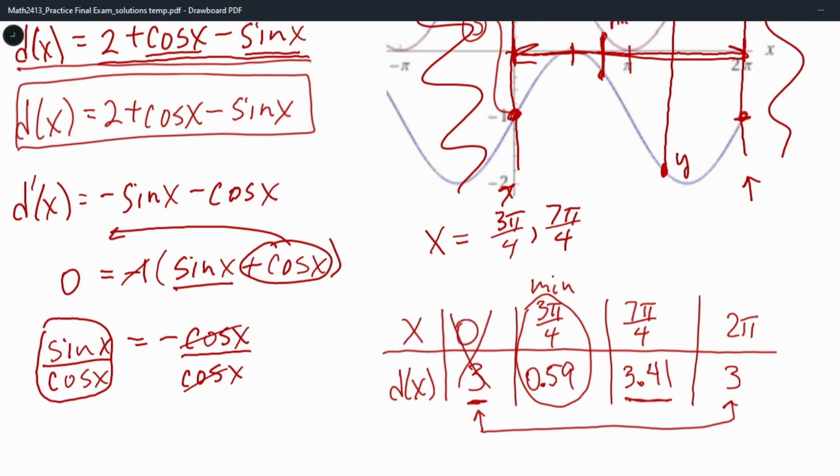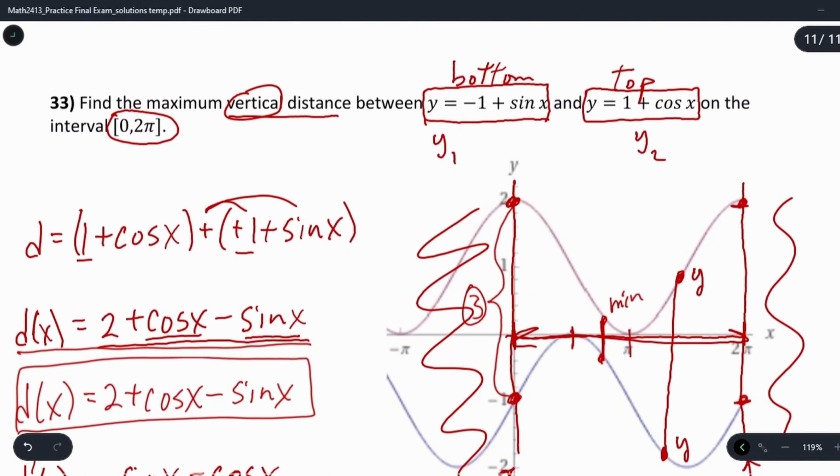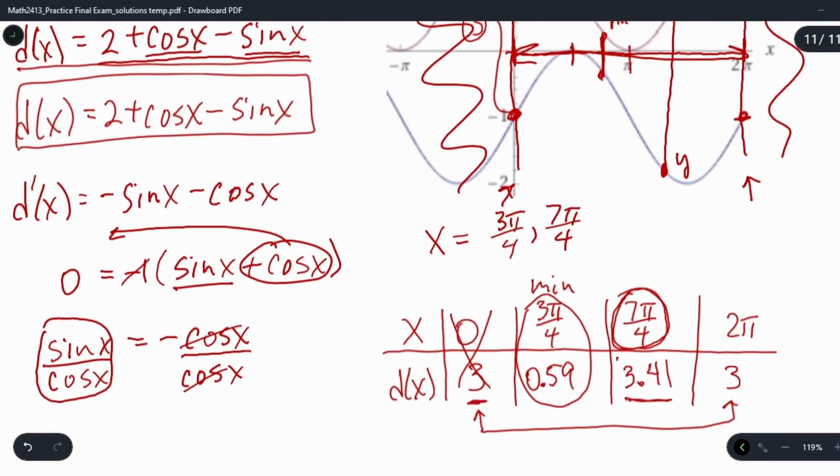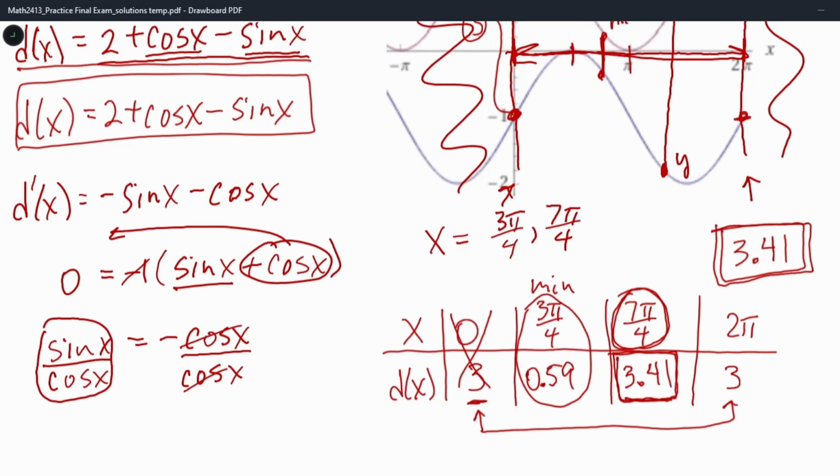And so the final answer for this problem, the maximum distance occurs when x is 7 pi over 4, but they asked for the maximum vertical distance. They actually wanted us to find the actual distance, and that's going to be this value here. So the answer that you would give for this problem is 3.41. That is going to be our maximum vertical distance between the two graphs.